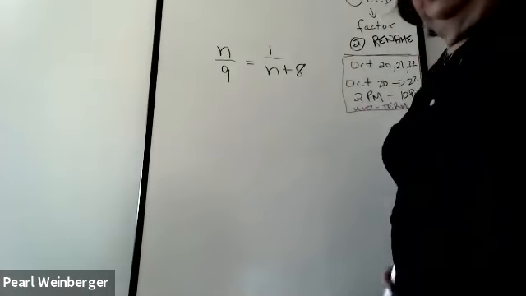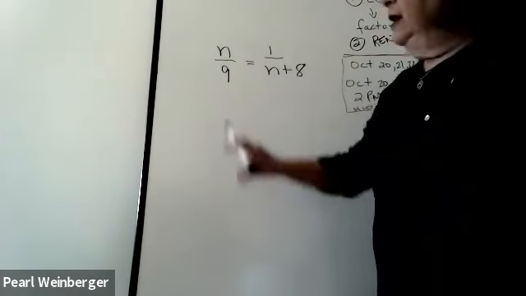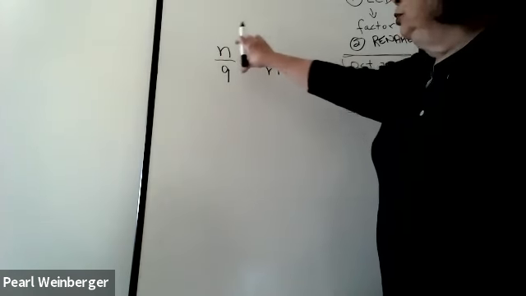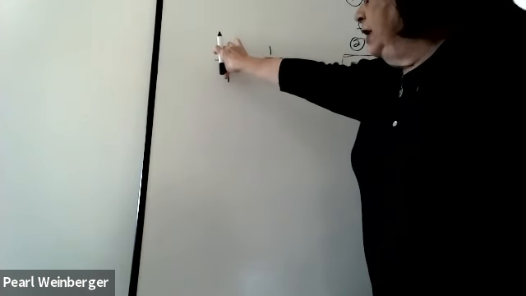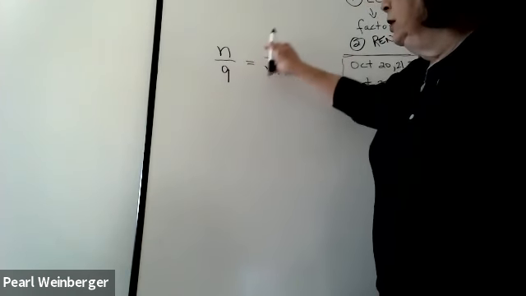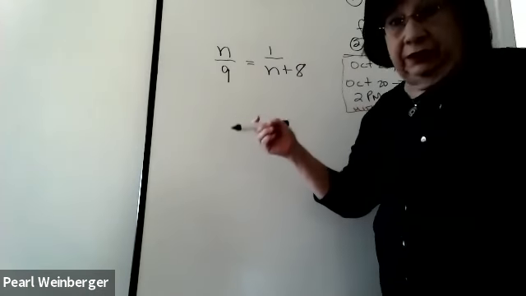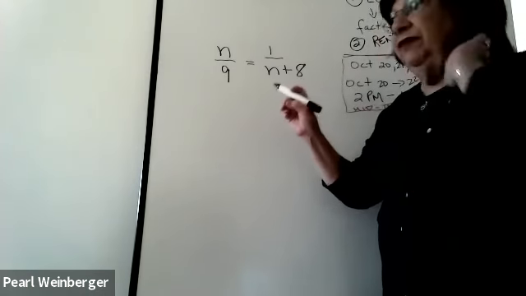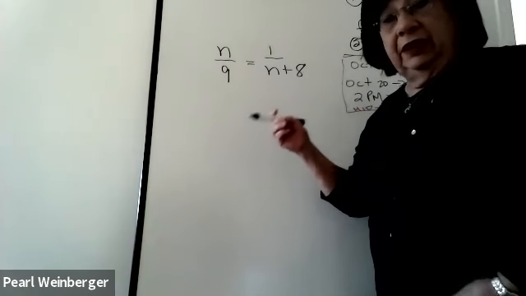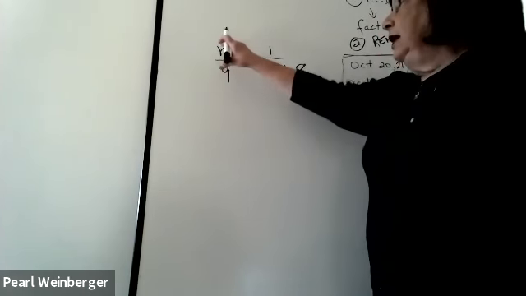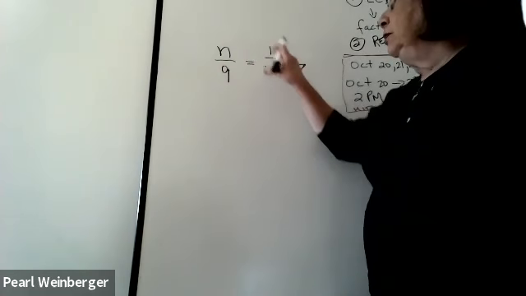Okay, I think we can work on this together. Again, what I see is a proportion. I have a fraction on one side equaling a fraction on the other side. Remember, I want to solve this equation. That means I have to figure out what n is equal to. And like I did before, I'm going to cross multiply.